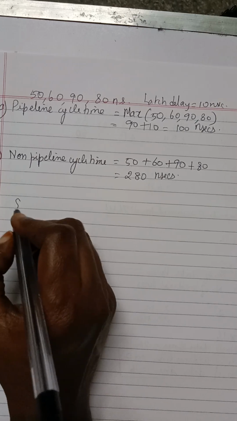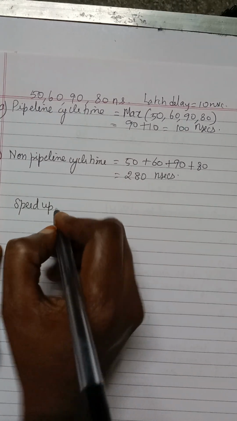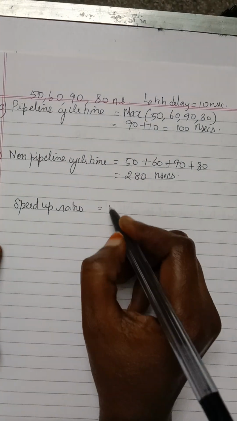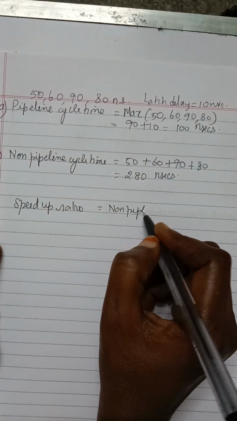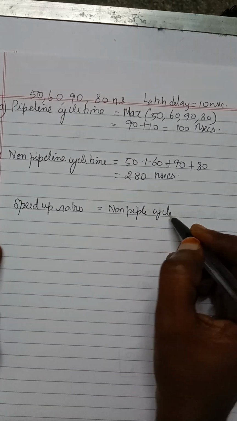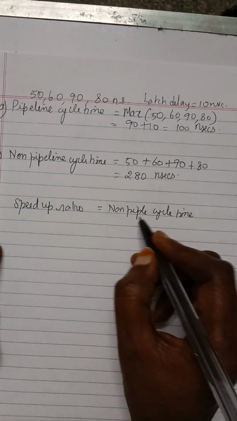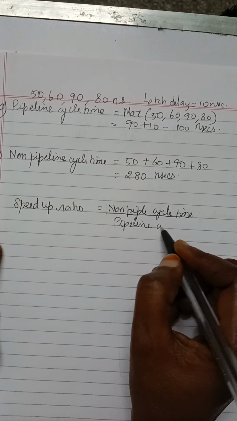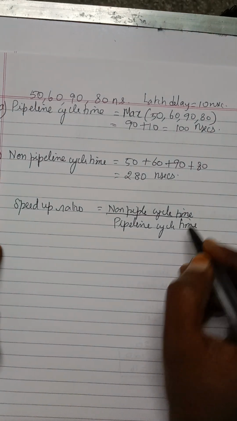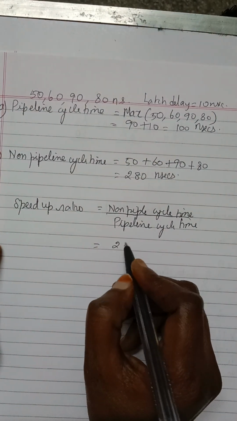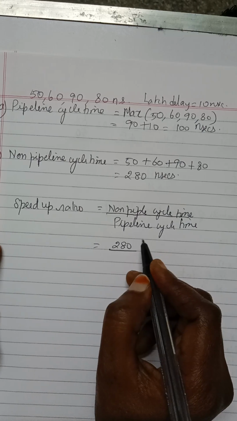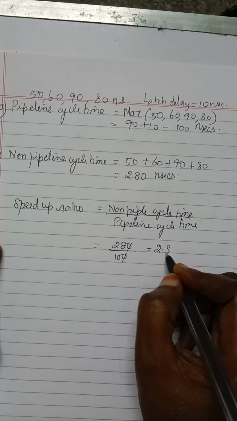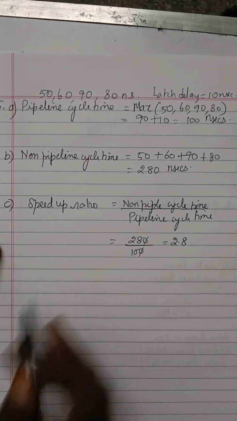Next, this is the speed up ratio. What is the speed up ratio? Speed up ratio is the ratio of the non-pipeline cycle time by the pipeline cycle time. So what is the non-pipeline cycle time? We found out it is 280 nanoseconds. What is the pipeline cycle time? That is 100 nanoseconds. So this will be 2.8. So the speed up ratio is 2.8.